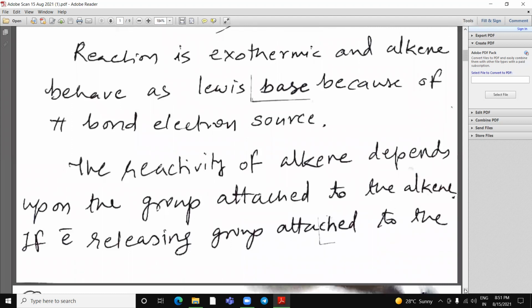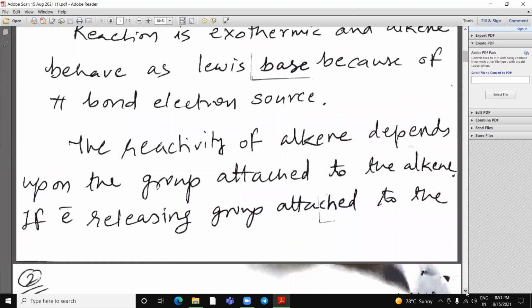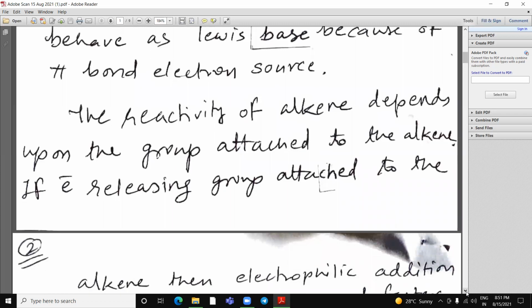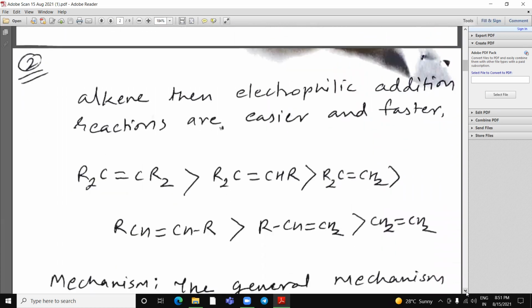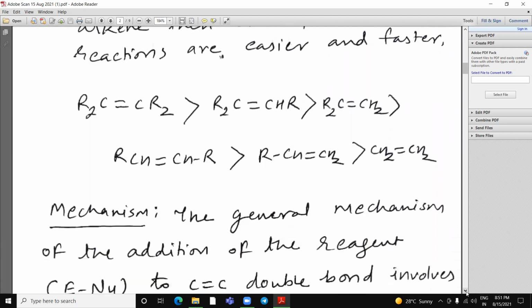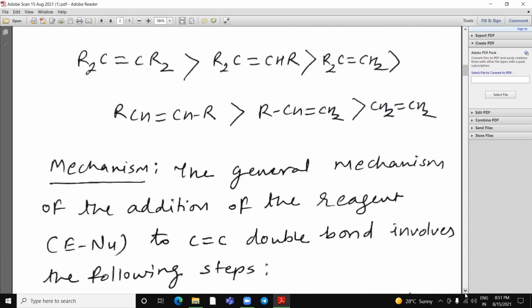The reactivity of alkene depends upon the group attached to the alkene. If electron releasing group attached to the alkene, then electrophilic addition reactions are easier and faster. See the sequence. If it is more substituted, then reaction will be fast.